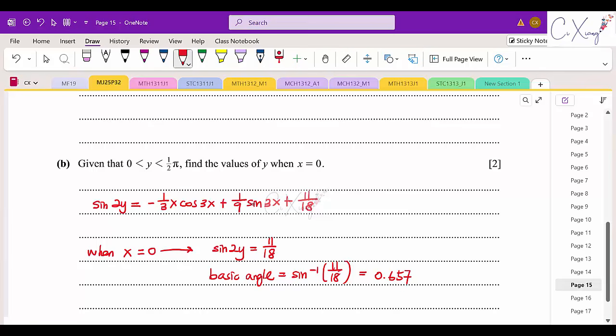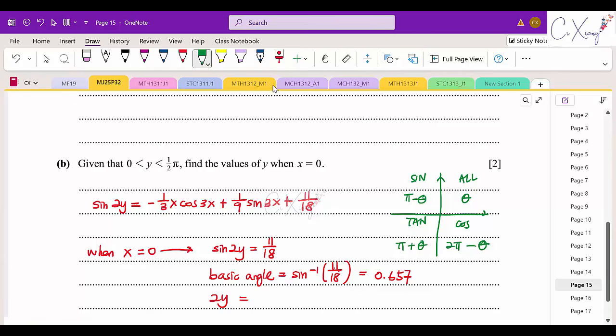Okay, then to get the answer for 2y, you need to think about the quadrants. Alright, we are having sine 2y equals to 11 over 18. And then how many quadrants should I consider? Alright, so let's have a look at all this again. All, sine, tangent, then cos. Then we're having the basic angle, pi minus basic angle, pi plus basic angle, 2 pi minus the basic angle.